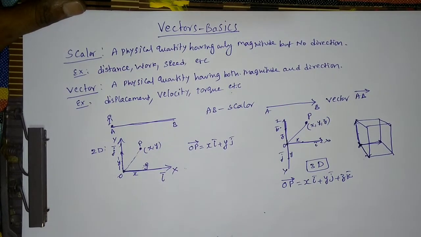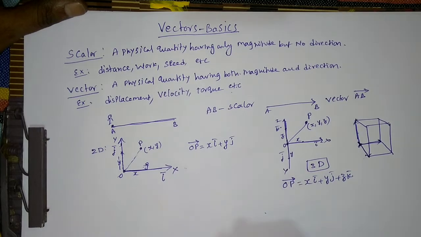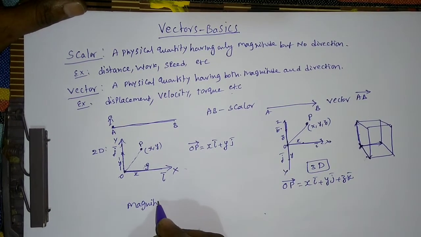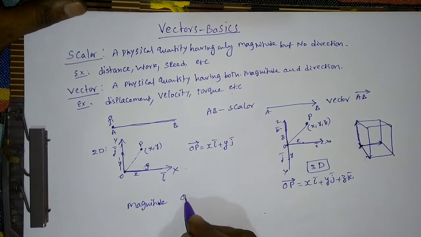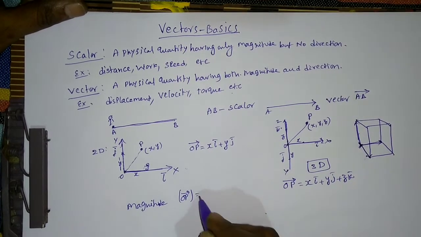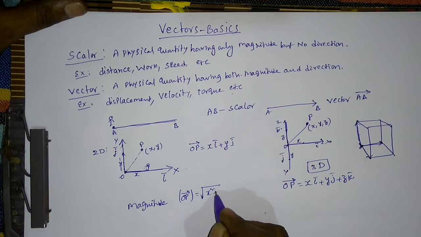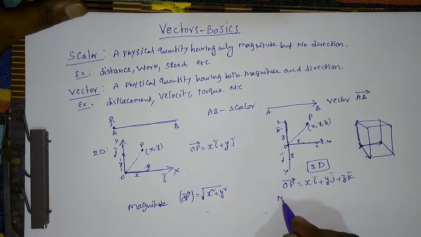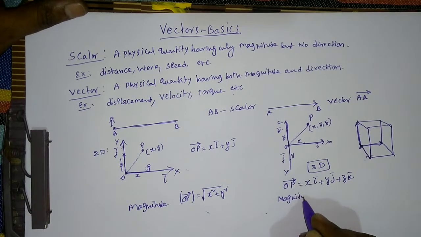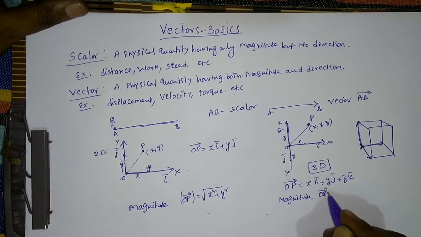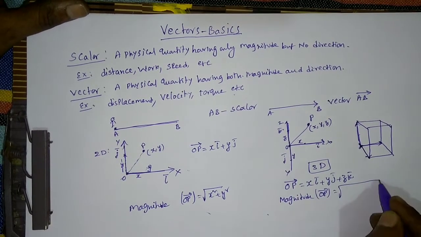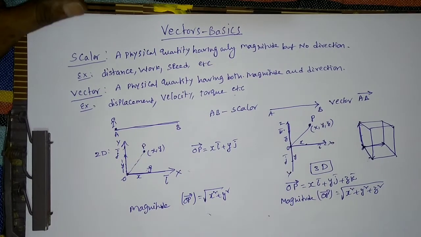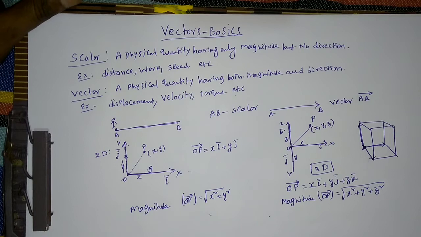Now if you want to determine the magnitude of this OP bar, the magnitude OP mod is equal to the square root of x square plus y square. This is for the two-coordinate system. For the three-coordinate system, the magnitude OP mod is equal to the square root of x square plus y square plus z square. This way you can represent it.